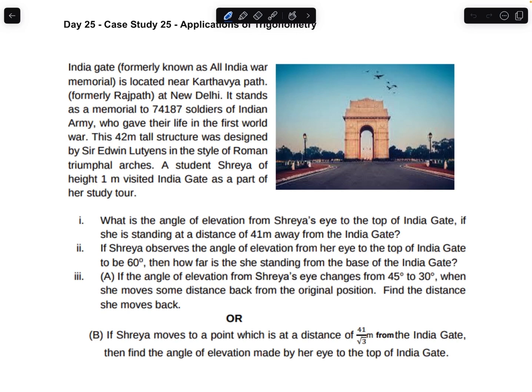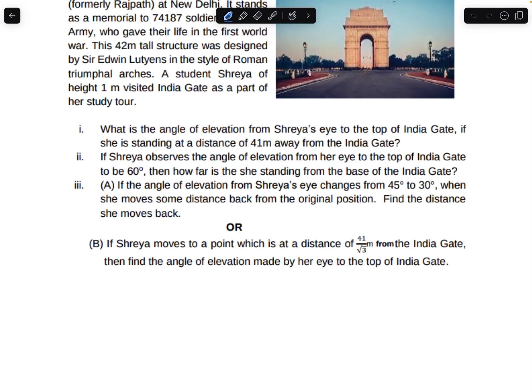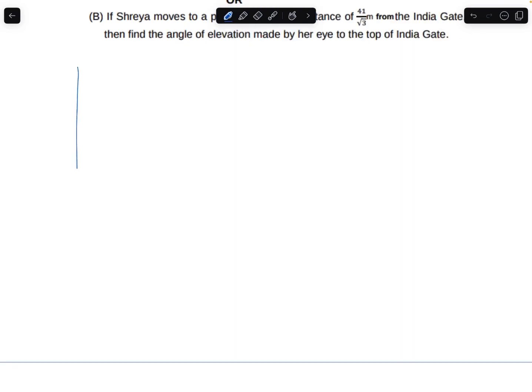Question 1. What is the angle of elevation from Shreya's eye to the top of India Gate if she is standing at a distance of 41 meter away from the India Gate? Before we start answering, let's do a rough sketch. Assume this is the India Gate, which is 42-meter tall. Let's name this as AB. Assume this is the point where Shreya is standing. PQ is 1 meter. P is the eye level of Shreya.